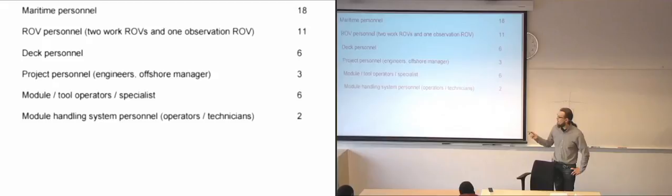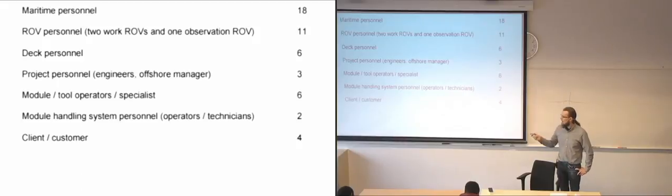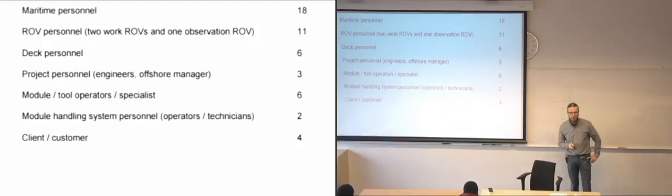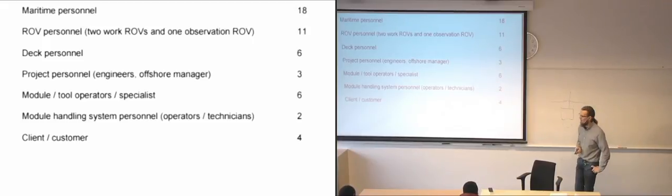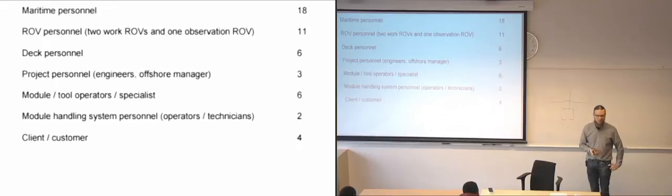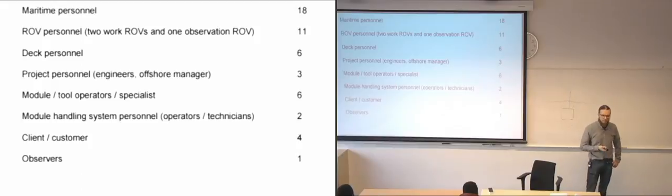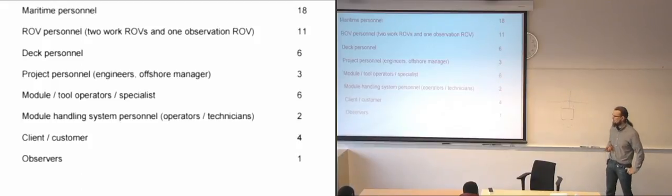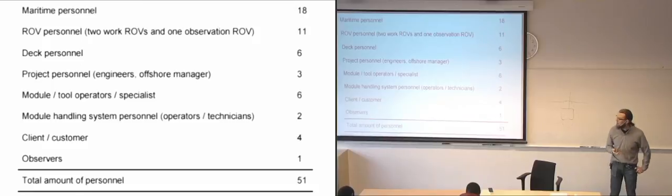Specific operators for the module handling system, two of those to run it. Then the client or customer shows up to have some observation, so four guys or women. There are plenty of women working around also. So four persons showing up from the customer, who want to keep an eye on everything. And then one observer from, for example, DNV or something like that, to check out the operation. So then we end up with 51 persons on that vessel.